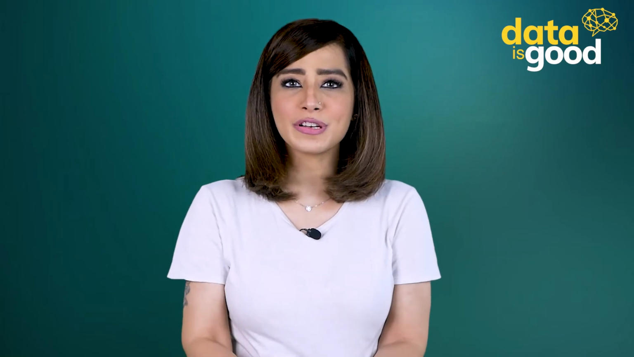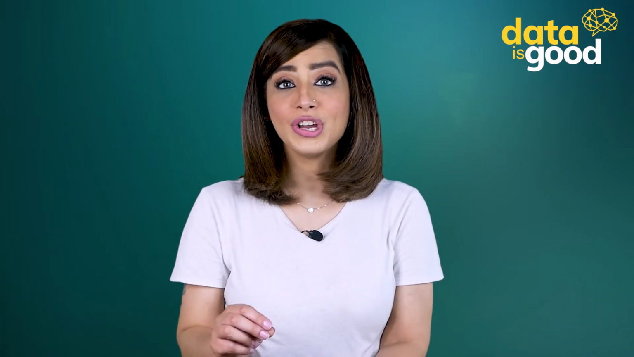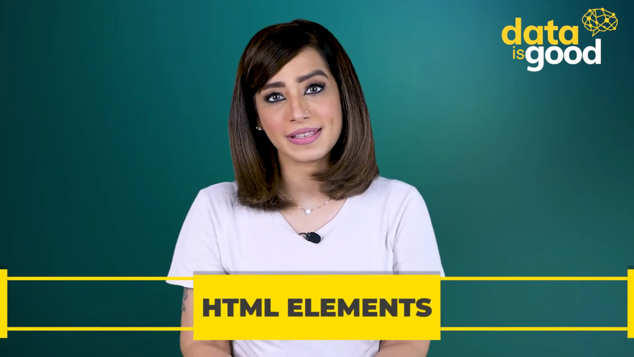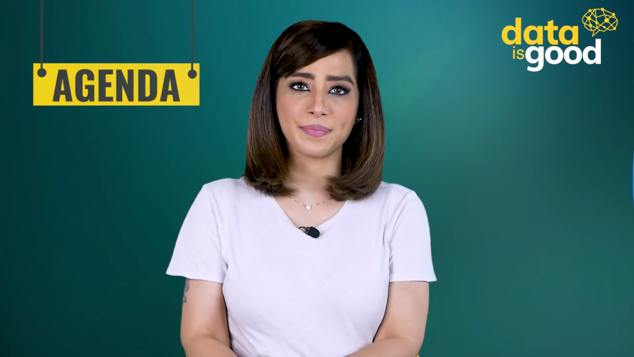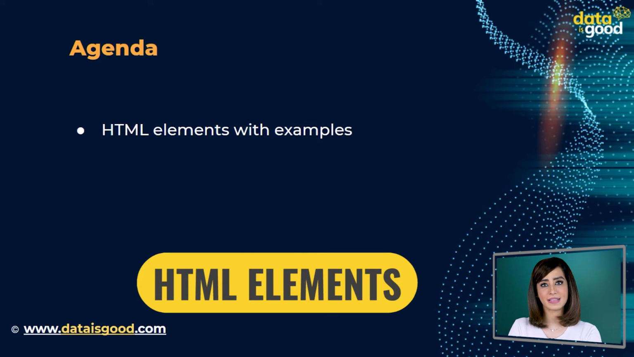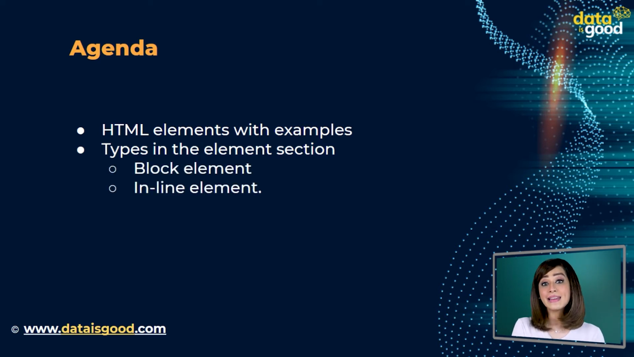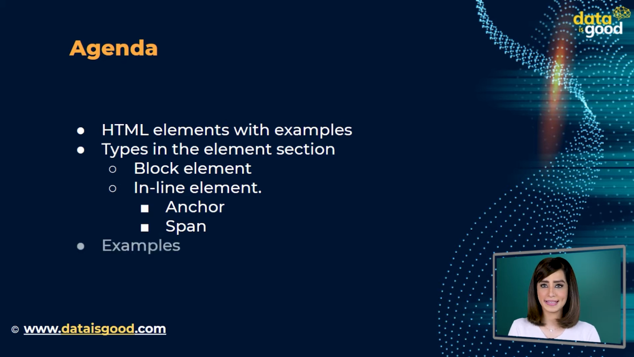In the previous lecture, we learned about several attributes of HTML with their example. In this lecture, we're going to learn about HTML elements. So let's see the agenda of the lecture. At start, we'll be learning the meaning of HTML elements. Then we'll see a basic example of HTML elements. After that, we'll be covering main two types in the element section, block element and inline element. And in inline element, there are two subtypes, anchor tag and span tag. We'll be learning them with some important examples. And at the end, an assignment is waiting for you.